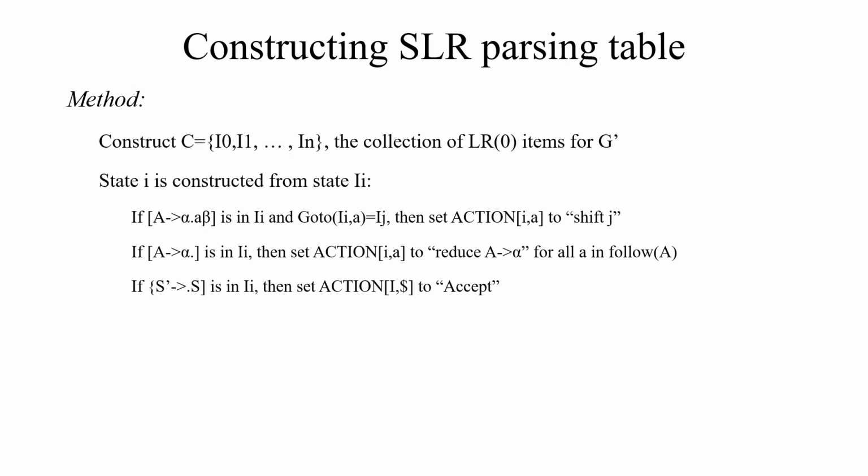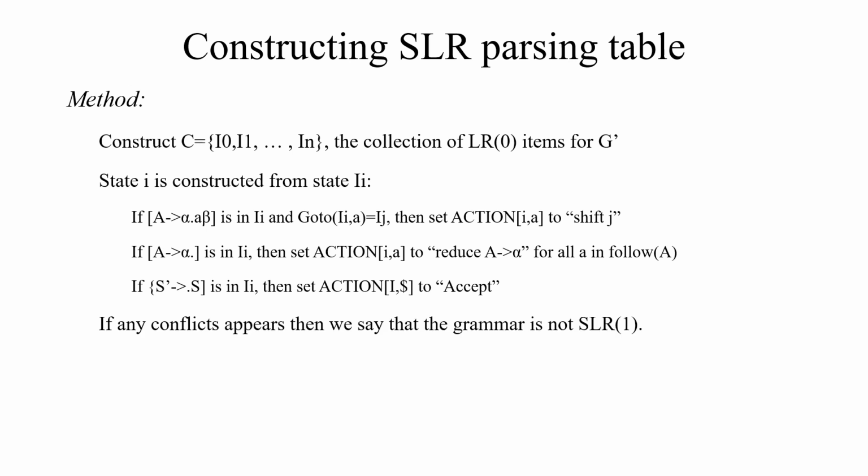And what about the third one, a special case? S dash derives dot S. If the state contains this type of special production, then without any confusion, in that particular state number and in the dollar entry, we have to write accept. Okay, only three cases: either we have to shift, or the reduce move, or the accept move. Clear? If any conflicts appear, then we say that the grammar is not SLR1, just as we studied in the previous one. So what type of conflict? Shift reduce conflict. So immediately we can conclude that it is not SLR1.